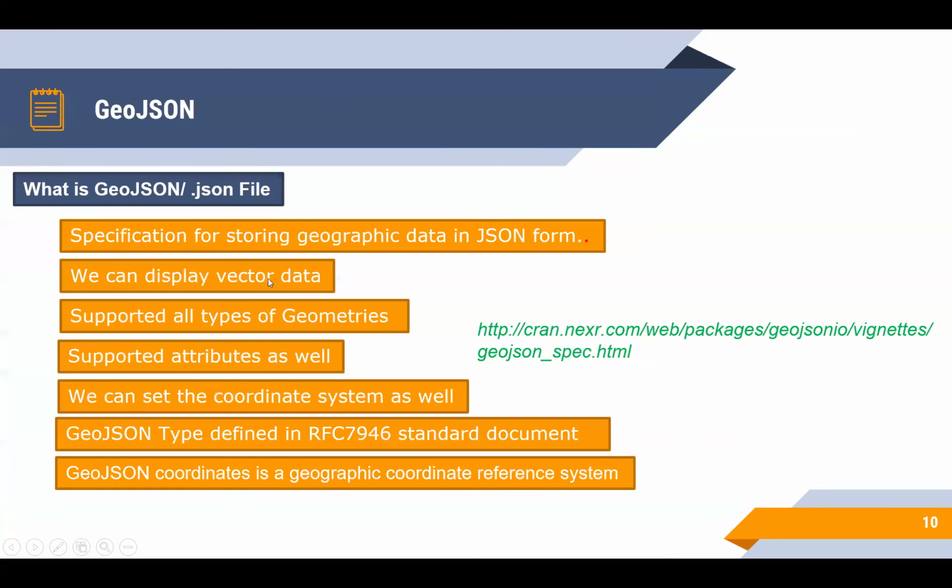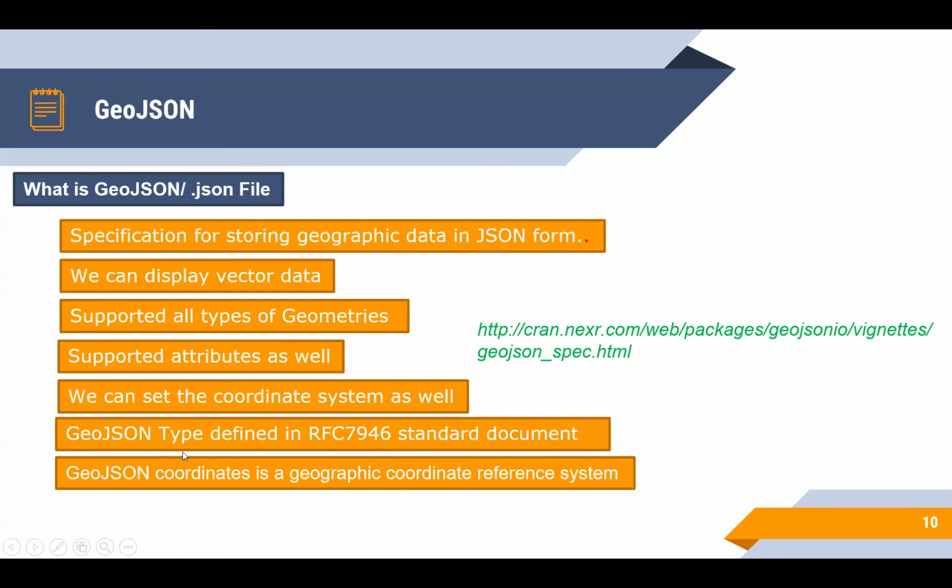Now, what we have written here, just check that one also. So, what is the GeoJSON? A specification for storing geographic data in the JSON format. We can display vector data, support all types of geometries. We already have seen. Supports attributes as well, we already have seen. We can set the coordinate system as well. GeoJSON type is defined in the RFC 7946 standard document. GeoJSON coordinates is the geographic coordinate reference system.